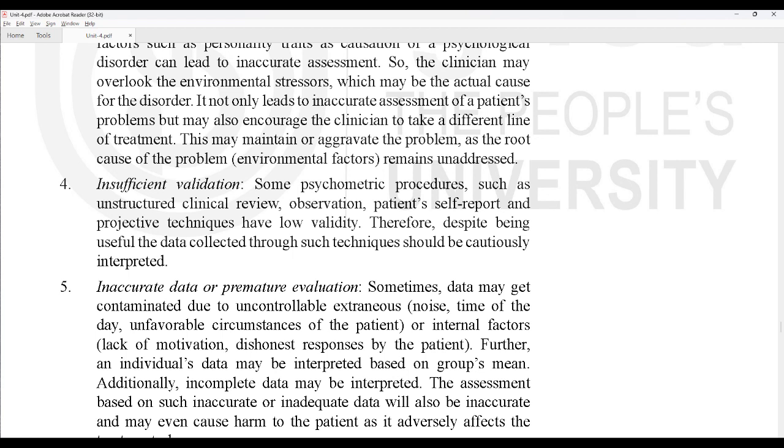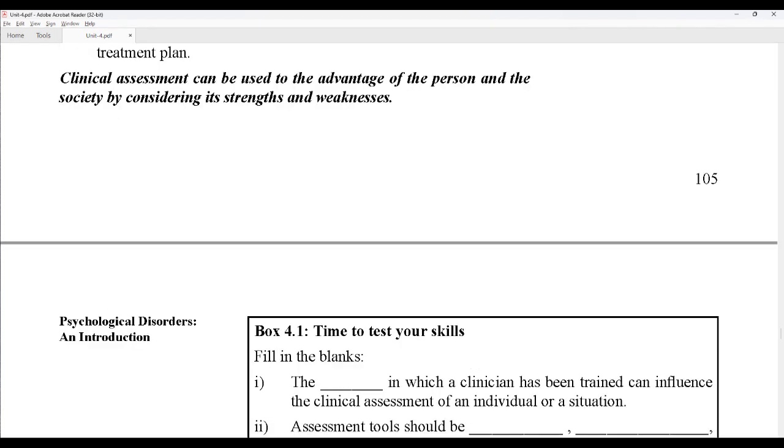Sometimes, data may get contaminated due to uncontrollable extraneous noise, time of the day, unfavorable circumstances of the patient, or internal factors, lack of motivation, dishonest responses by the patient. Further, an individual's data may be interpreted based on group's mean. Additionally, incomplete data may be interpreted. The assessment based on such inaccurate or inadequate data will also be inaccurate and may even cause harm to the patient as it adversely affects the treatment plan. Clinical assessment can be used to the advantage of the person and the society by considering its strengths and weaknesses.